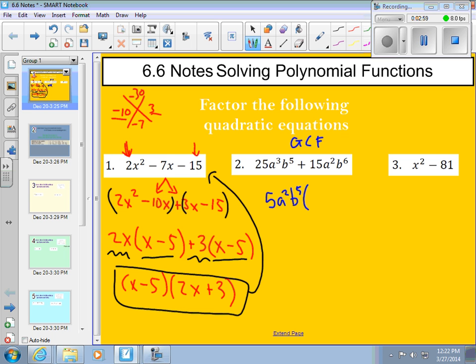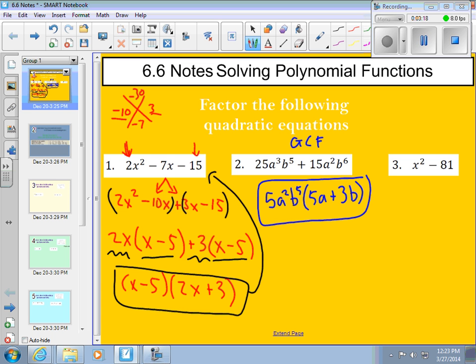So now what's left over in each one when we divide? Well, if we divide the first one, we're going to have 5a left over. B's would all be gone. And in the second one, if we divide by 5, we get 3b. And that would be the answer. It's called greatest common factor. Always check to see, is there a greatest common factor first, if possible.